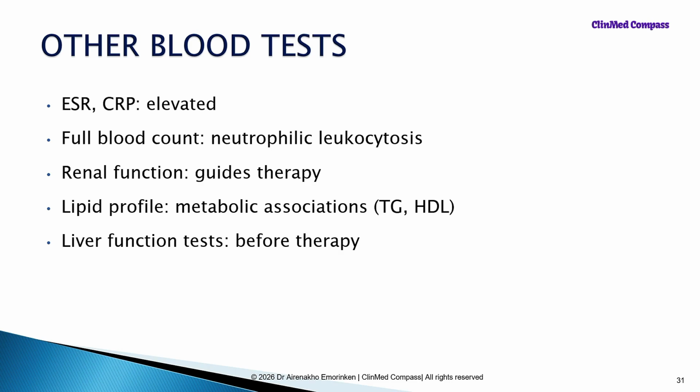Other blood tests help assess inflammation and comorbidities. Erythrocyte sedimentation rate and C-reactive protein are usually elevated. The full blood count may show neutrophilic leukocytosis. Renal function is essential because it guides drug choice and dosing. Lipid profile and liver function tests are important because of metabolic associations and before starting long-term therapy.